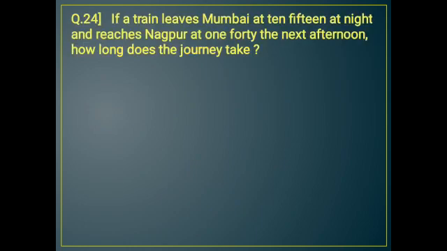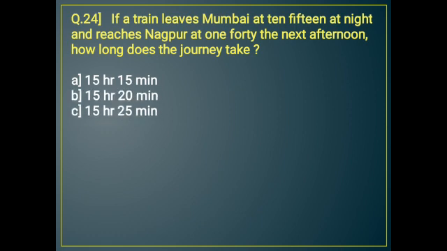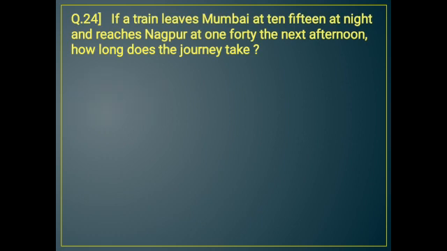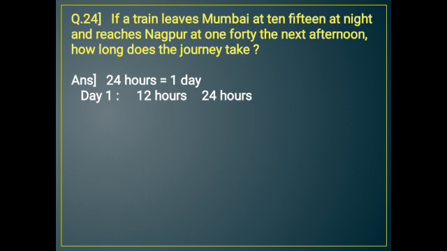Next, question number 24. If a train leaves Mumbai at 10:15 at night and reaches Nagpur at 1:40 the next afternoon, how long does the journey take? So the options are 15 hours 15 minutes, 15 hours 20 minutes, 15 hours 25 minutes. So now we'll find the answer. 24 hours in a day, we know that. So day 1 has 24 hours time and 12 hours time.